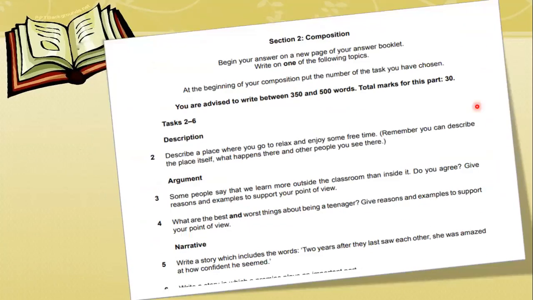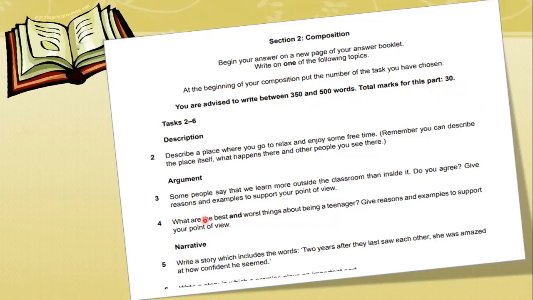So let's see a paper. This is a specimen paper. You can see that the word limit is 350 to 500 words, and the total marks for this part of the paper, which is Section 2, is 30. Here you are going to choose one topic out of 5. So today my focus is on argumentative essay.